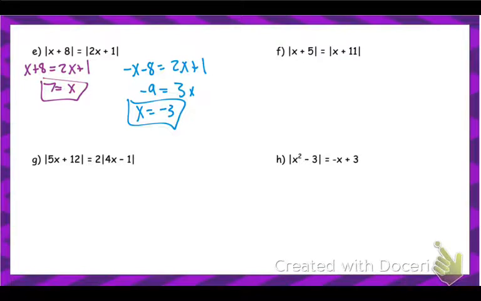Very similar here on F. Okay, start with the positive version. But this time, if I subtract x and I subtract 5, I get a very false statement. Okay, that is not true. So the positive version of this is not going to give us any answers. Well, let's go ahead and look. Let's make one of them negative, and let's see if that gives us any answers.